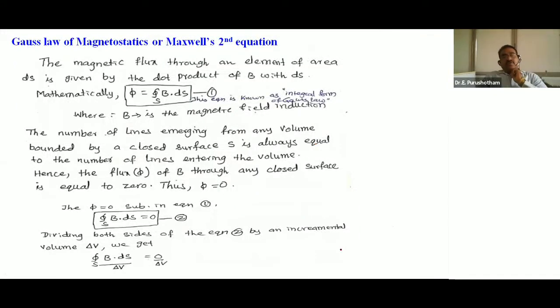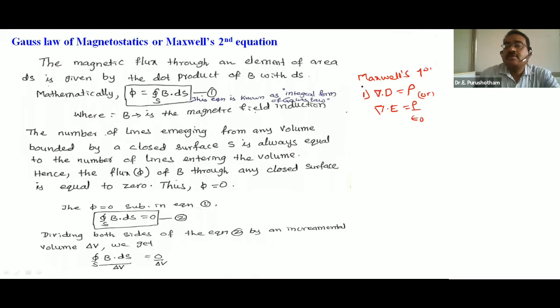So, Gauss law of magnetostatics or Maxwell's second equation. What is Maxwell's first equation? Maxwell's first equation is del dot D is equal to rho, or del dot E is equal to rho by epsilon naught. This is Maxwell's first equation, and you should remember it.